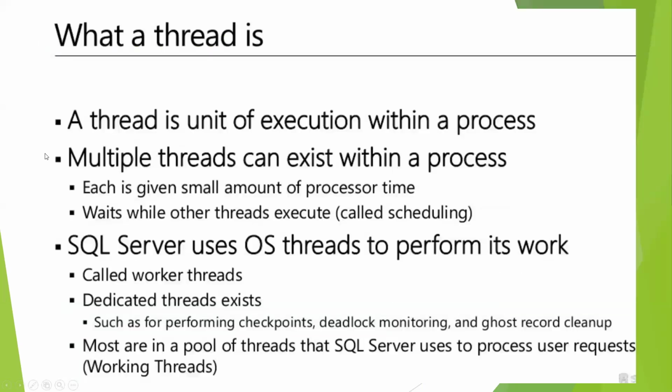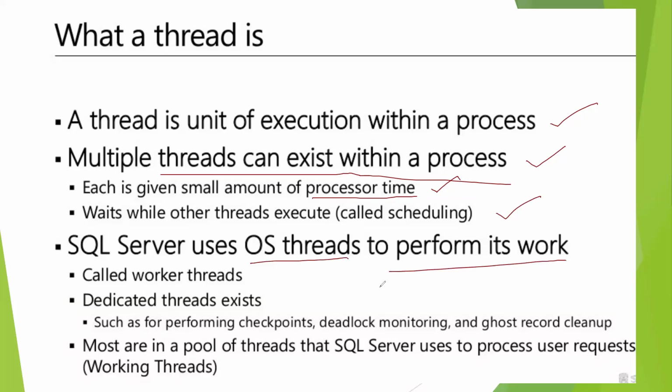So this is a high level view of the thread. A thread is a unit of execution within the process that we already discussed. Multiple threads can exist within a process. Each is given a small amount of processor time, and waits while other threads execute. We will talk about that. SQL Server uses OS threads to perform its work, called worker threads. A thread is the smallest unit that takes care of your work.